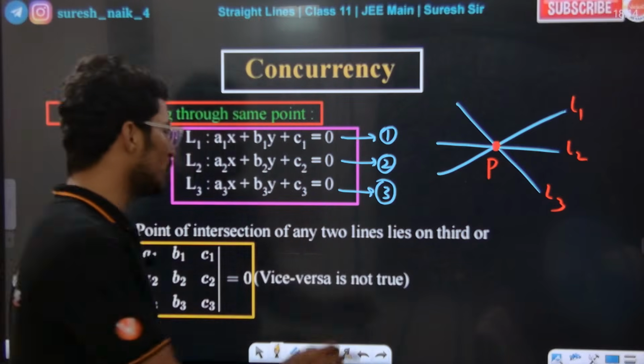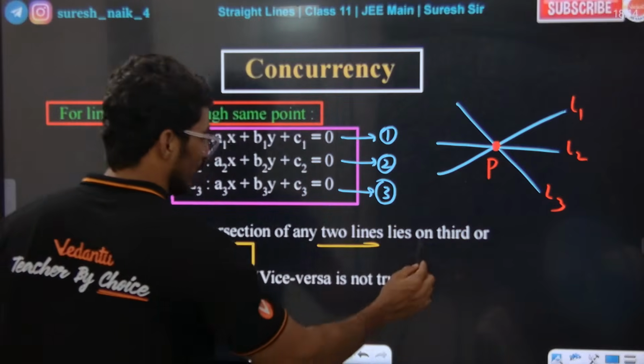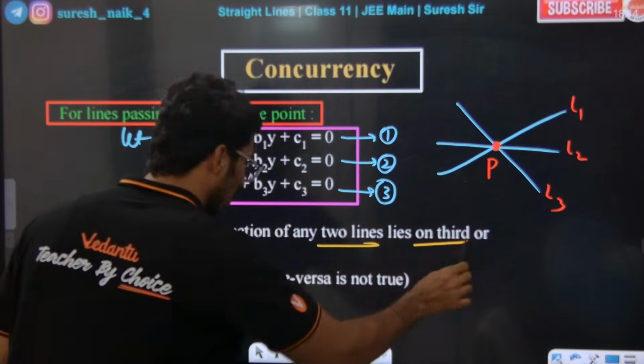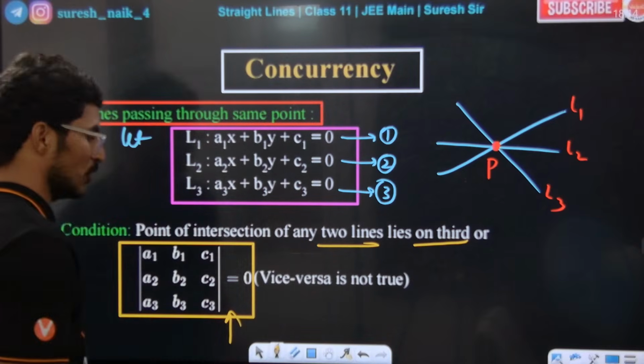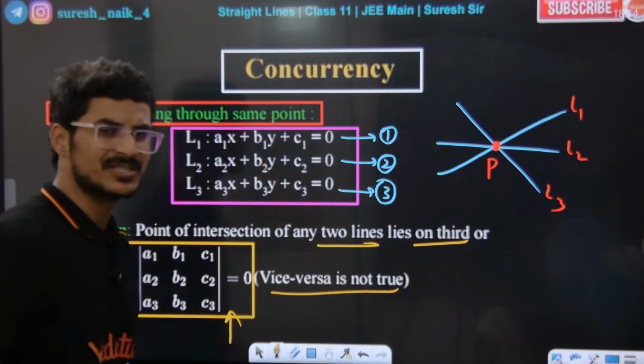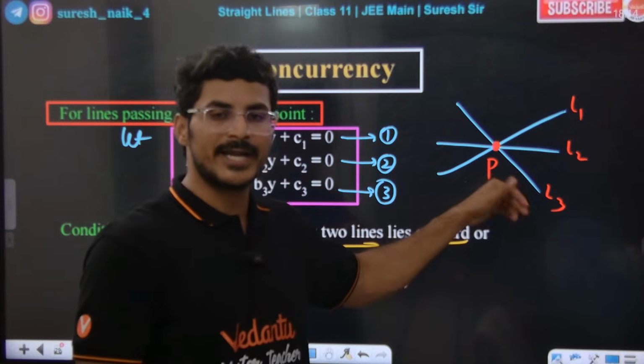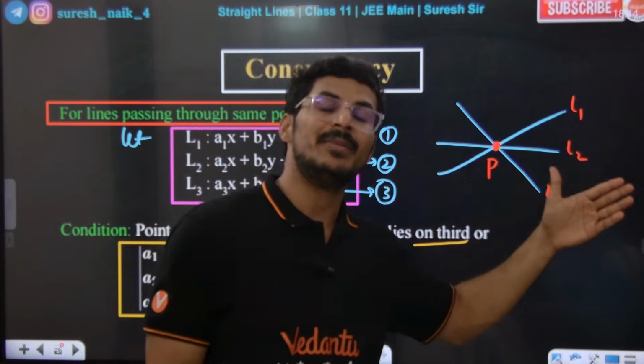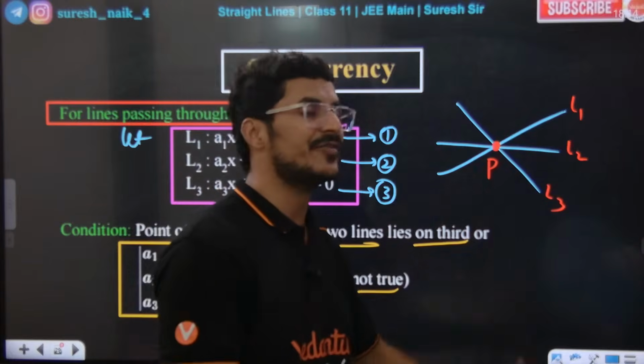Point of intersection of any two lines lie on the third, 100% correct. Or the determinant is equal to 0. Vice versa is not true. Vice versa not true is nothing but any point on L3 may or may not be the point of intersection of L1 and L2.